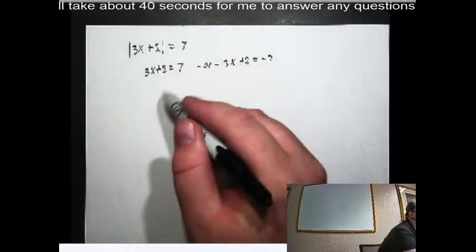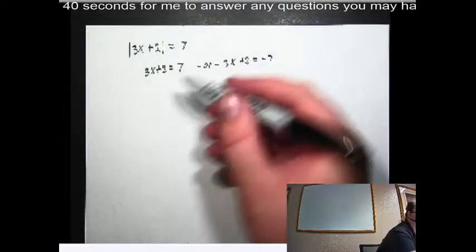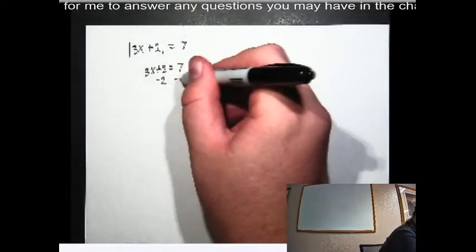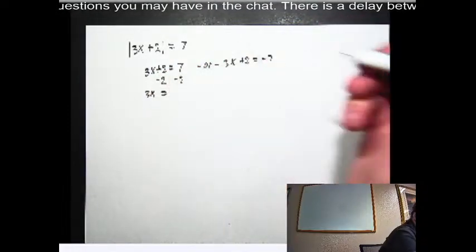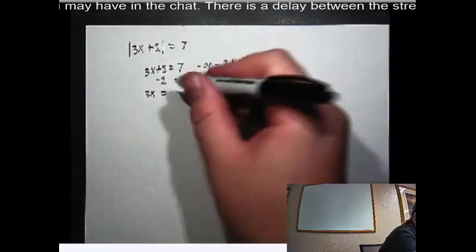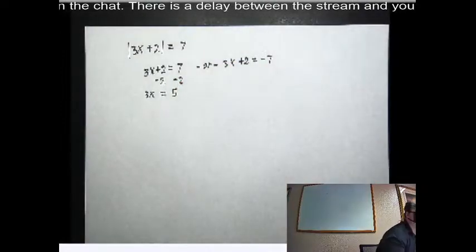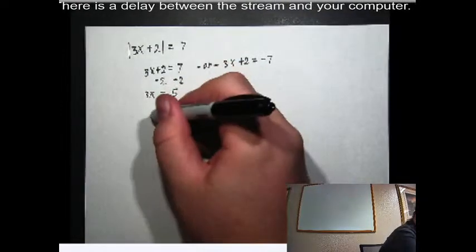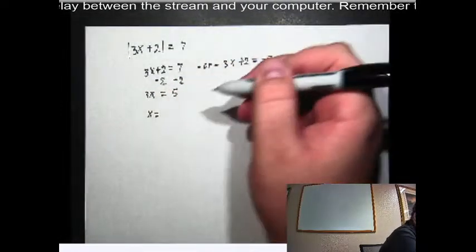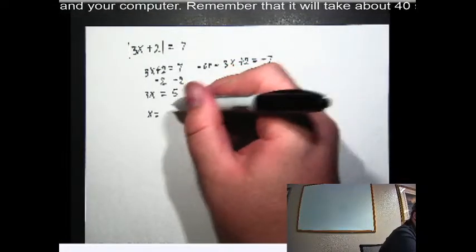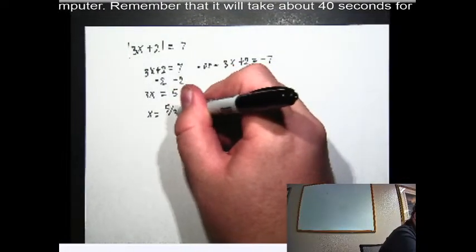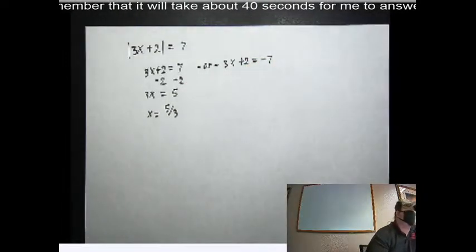All right, so we can go ahead and solve this. So what do we do? -2. That gives us 3x equals what? 5. Next. Divide by 3, so that gives us x equals what? Just make it a fraction, don't give me a decimal or anything. Yeah, 5/3. Okay?